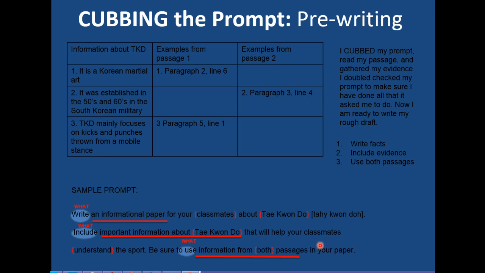I believe I did cover everything, so I'm going to reread the prompt. Write an informational paper for your classmates about Taekwondo. Include important information about Taekwondo that will help your classmates understand the sport. Be sure to use information from both passages in your paper. Yes, I did everything I circled, underlined, and bracketed. Now I am ready to construct my rough draft for this passage. I will write a rough draft, edit it, and then write my final draft for my test.